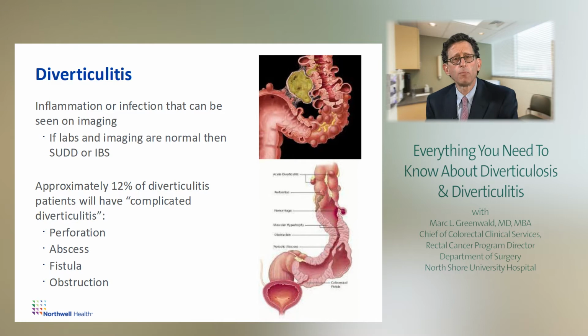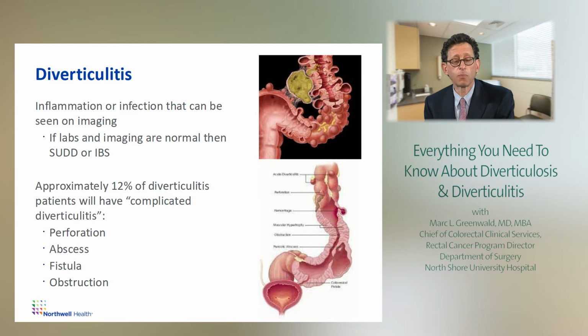So let's talk a little bit more detail about diverticulitis. Again, it's inflammation or infection. If there's no signs of infection, no fever, white blood count is normal, X-rays, we talk about imaging, but that's really CAT scan, and I'll show you some pictures in a minute. But if all those things are normal, then it's really just irritable bowel syndrome or SUD, like we spoke about earlier. But diverticulitis can be more than that.